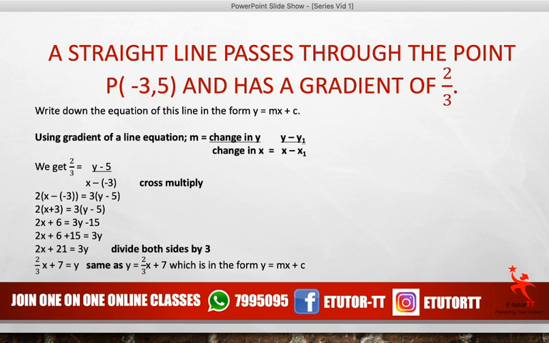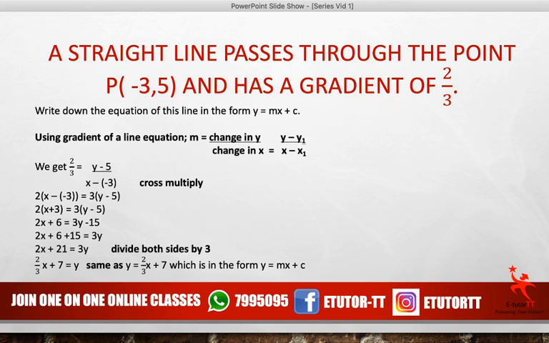So for this now, instead of using the equation of the line formula, we could also use the gradient of a line equation. So we know that gradient, which is m, equals change in y over the change in x. So change in y is y minus y1, and change in x equals x minus x1. So we know m, the gradient, equals 2/3. So now we have 2/3 equals y minus 5 over x minus negative 3.